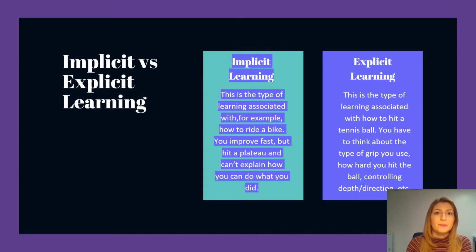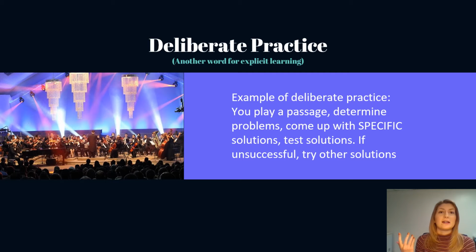So as you can probably tell, explicit learning is more beneficial to us when we practice. And another word for explicit learning is deliberate practice. And deliberate practice is different from what people normally do. What people normally do is they just keep repeating something until they slowly get better. It's a very painful process. But anyway, deliberate practice is our goal. That's what we want to do.